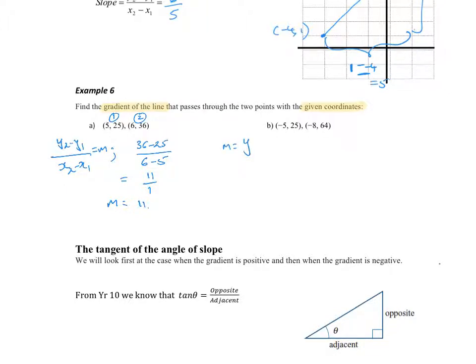Next example, same thing. Please write down the formulas, write down the rules so they become embedded. So y2 minus y1 over x2 minus x1. Change in y values, change in x. Label the points 1 and 2, it doesn't matter which order. Point 2, 64 minus 25 over -8 minus 5. So again, be careful of negative signs. So we end up with 39 over -3. So the gradient of my line is -13.